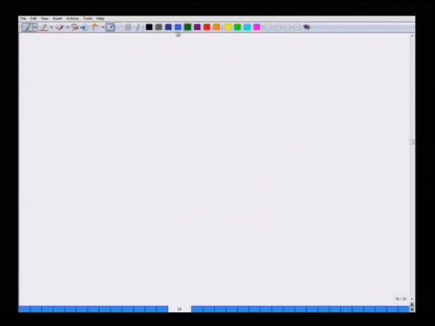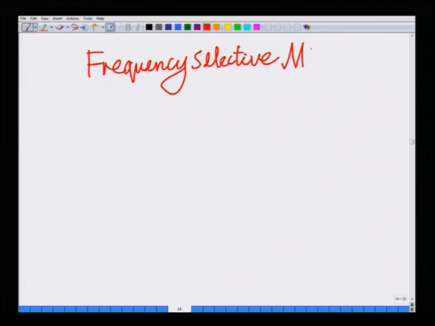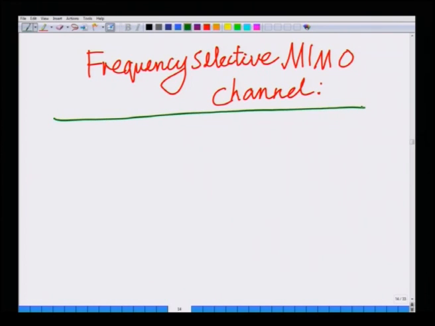So, first what we are going to start with is an introduction to the MIMO frequency selective communication channel model. I am going to start with the frequency selective MIMO channel. Now, remember the frequency selective channel, a single input single output channel, is modeled as follows.